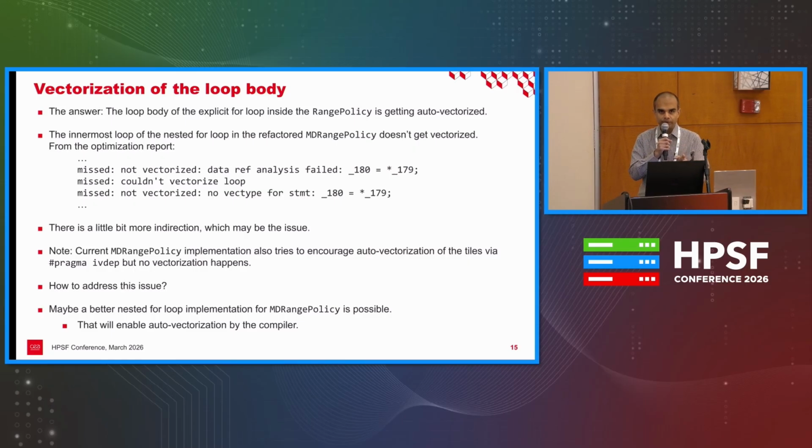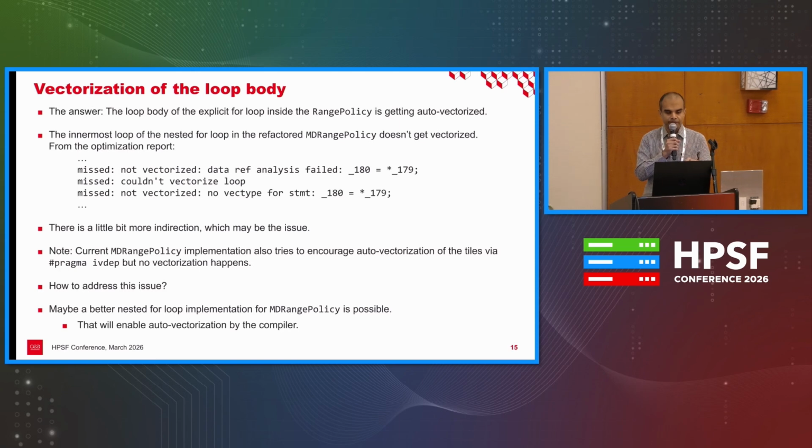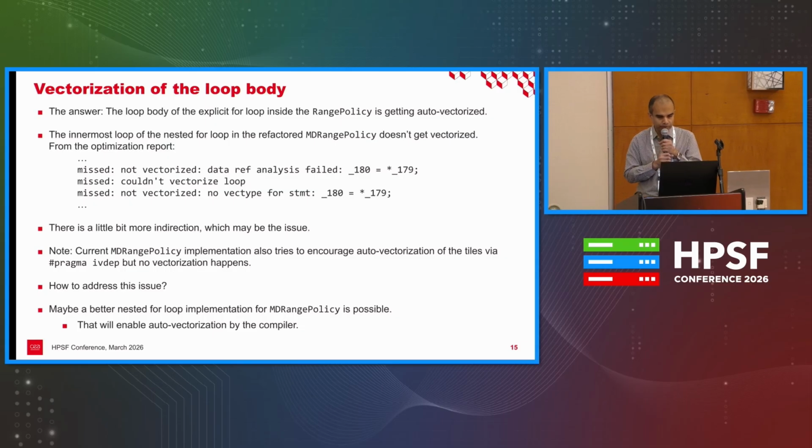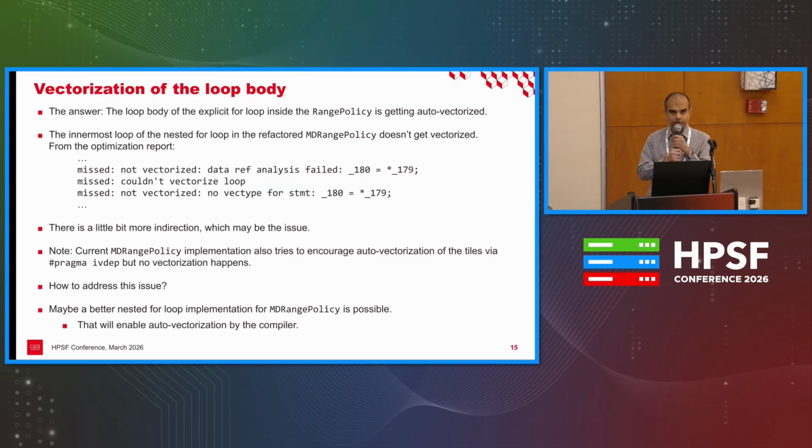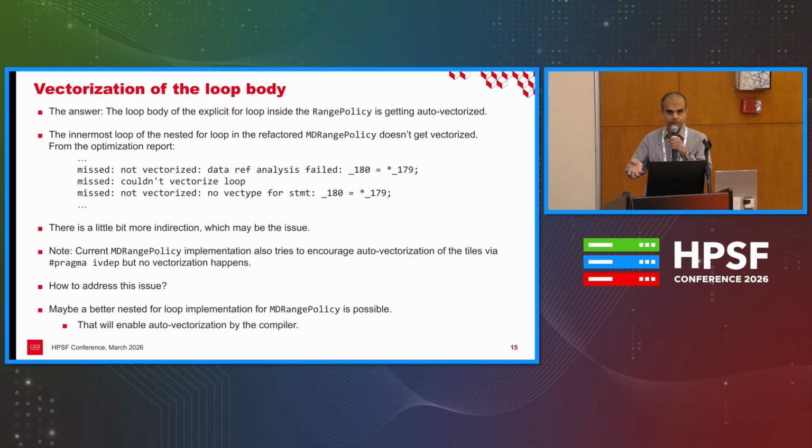One more thing to keep in mind is that our current implementation of MDRangePolicy also tries to auto-vectorize the iterations that happen over the tiles, so there also no auto-vectorization happens. So probably a better implementation of the MDRangePolicy based on nested for loops is possible. I can discuss with my colleagues in the Kokkos team and see whether that can be improved.